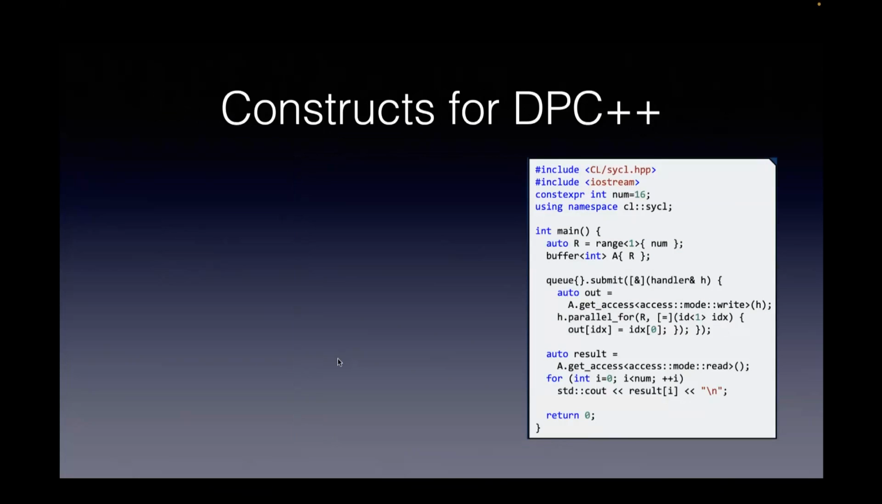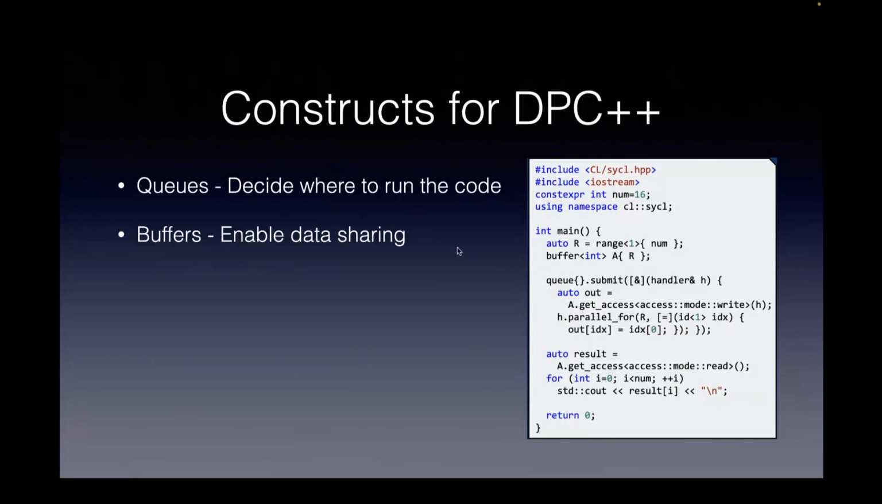Okay. So let's talk about the various constructs that we actually used in this DPC++ program. The first construct is a queue. A queue is what is used to decide where to run the kernel code. We'll look at what queues are, how queues are constructed, and how to submit kernels to a particular queue in the upcoming slides. The second piece which enables you to share data is called a buffer.